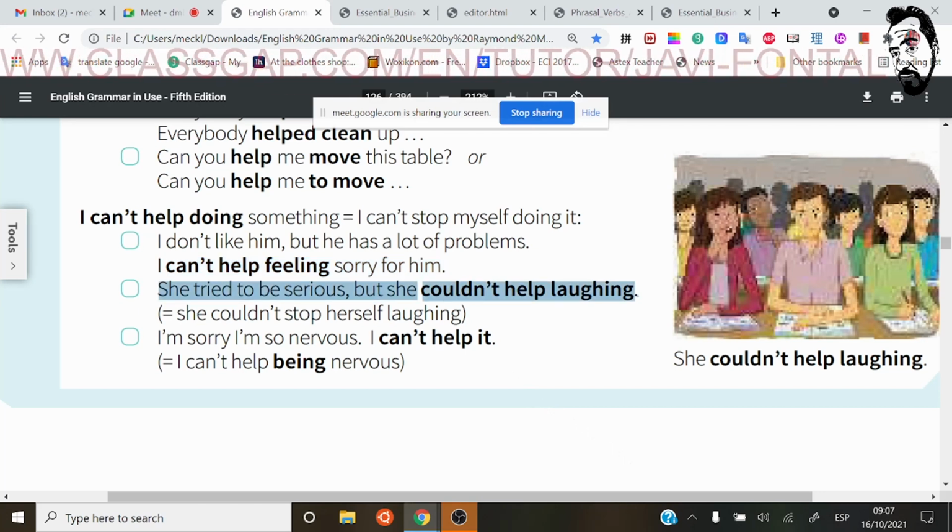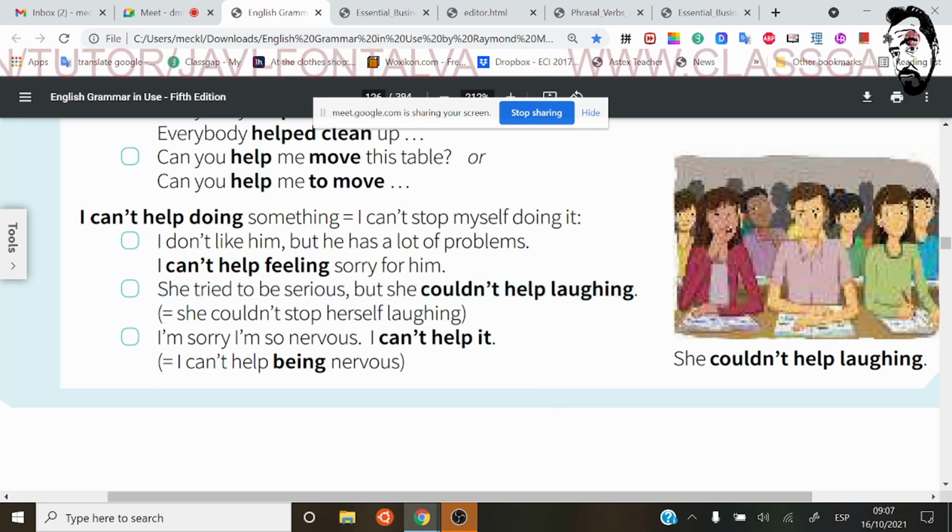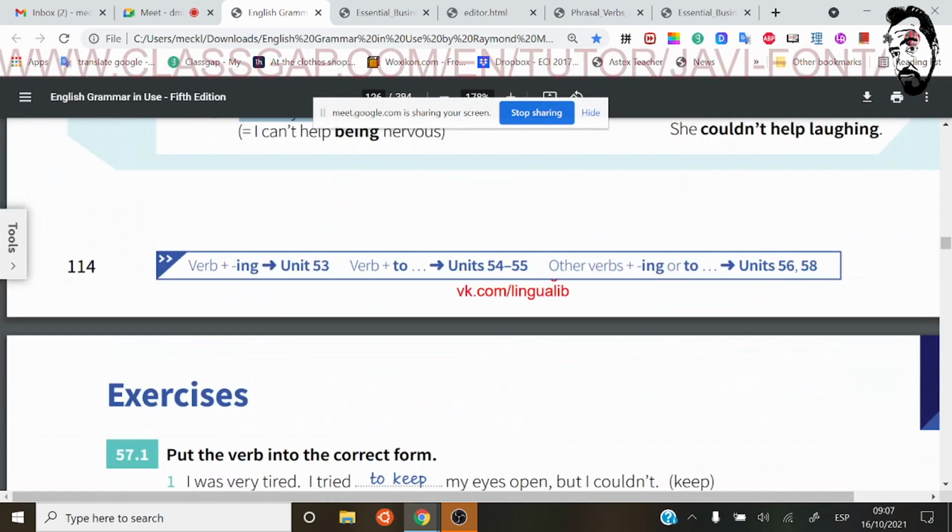Another one. She tried to be serious, but she couldn't help laughing. Intentó estar seria, pero no pudo evitar reírse. I'm sorry, I'm so nervous. I can't help it. No puedo evitarlo. I can't help it. Yeah? Alright.